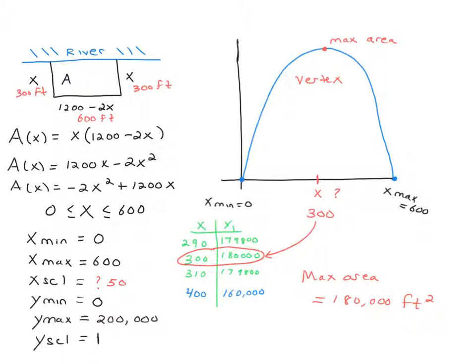And we got the answer, or I verified it by using a quadratic equation and basically locating where the vertex is. So technically the answer to this problem, I asked for the dimensions. Those dimensions are 300 feet by 600 feet on the adjacent side.